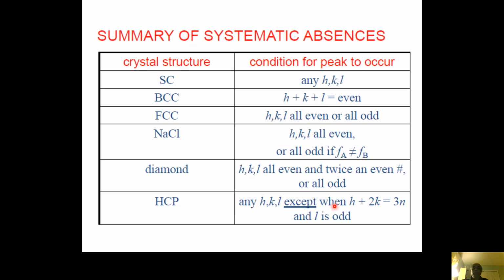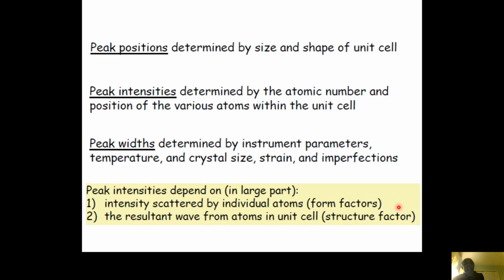The hexagonal close-packed also you can calculate this. Any HKL except one case: H plus 2K shouldn't be a multiple of 3. Okay, so this is another thing to remember.